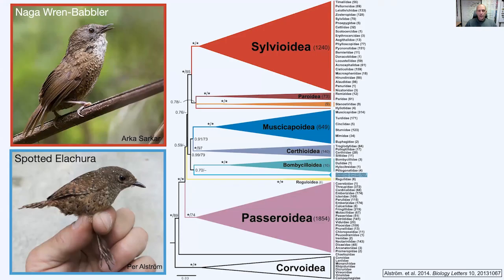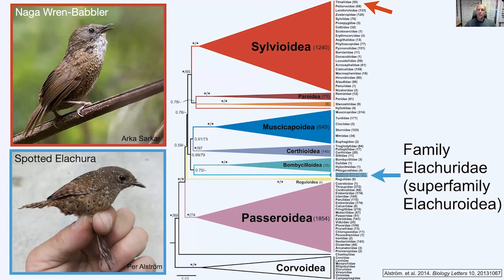It's also weird in other aspects because it was considered to be a wren babbler. You've got an example of a wren babbler here. You've got the spotted elacura, as it's now called here. And the wren babblers are in the family Timalidae in Sylvioidea, whereas the elacura was found to be sitting on its own branch. And we propose that it should have its own family name, and it's actually so divergent that it should be placed in its own superfamily, Elacuroidea.